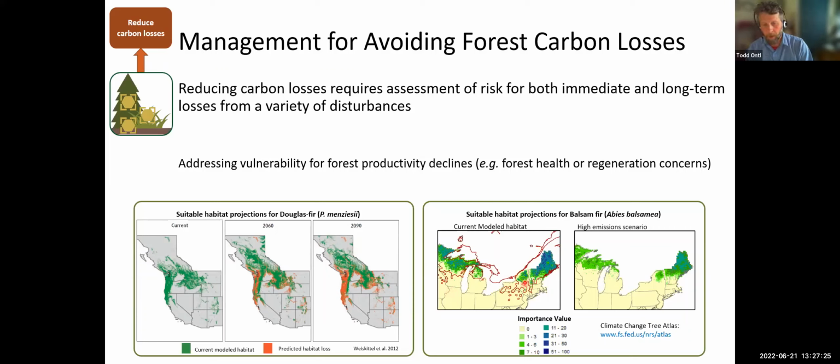And then similarly, we're looking at projections for balsam fir in the northern tier of the eastern US. This is from the Climate Change Tree Atlas, showing essentially the same thing, a retraction in habitat suitability for this species, moving further north as the climate changes. And that's being shown in the reduction of those darker blues and green colors, which indicates the importance of that species to the forest in that region.